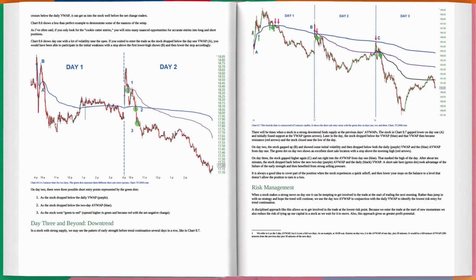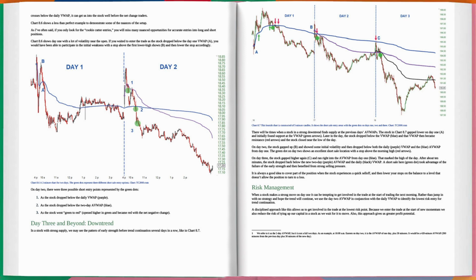Chart 8.6 shows day 1 with a lot of volatility near the open. If you waited to enter the trade as the stock dropped below the day 1 VWAP, you would have been able to participate in the initial weakness with a stop above the first lower high, shown at B, and then lower the stop accordingly. On day 2, there were 3 possible short entry points represented by the green dots. 1. As the stock dropped below the daily VWAP, purple. 2. As the stock dropped below the 2-day AVWAP, blue. 3. As the stock went green to red, opened higher in green and became red with the net negative change.